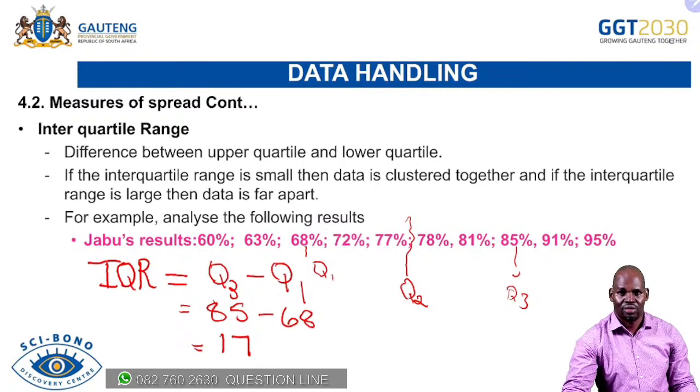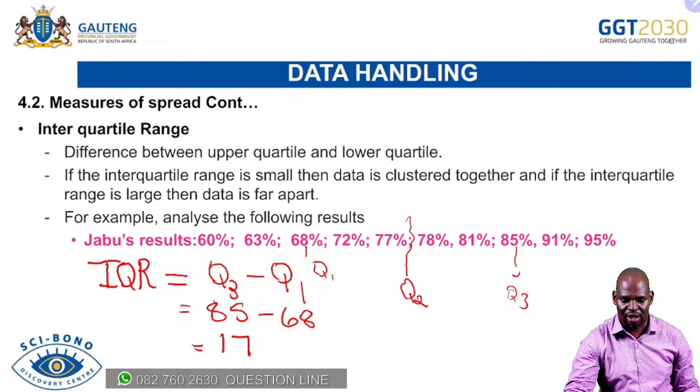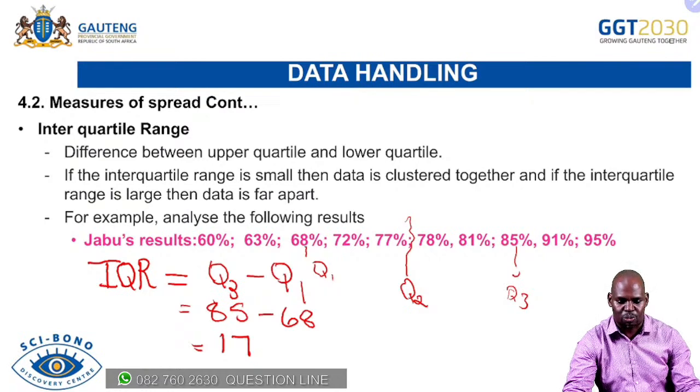Okay, then the next one is percentiles. The definition of percentiles is a measure of central spread that divides an arranged set of data into 100 equal parts. So remember, quartiles have 3 points, but they divide the data into 4 equal parts. But percentiles divide it into 100 equal parts.